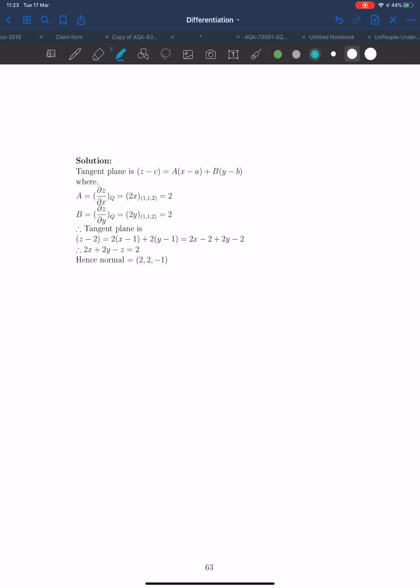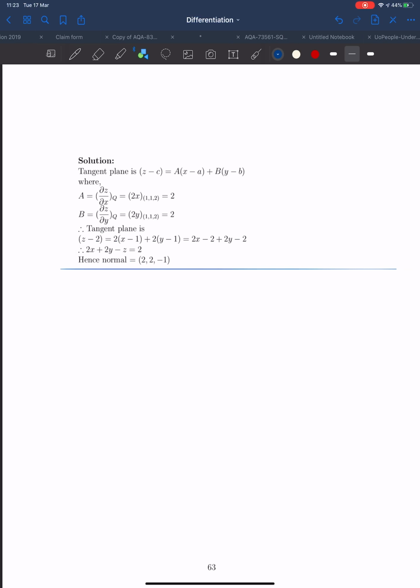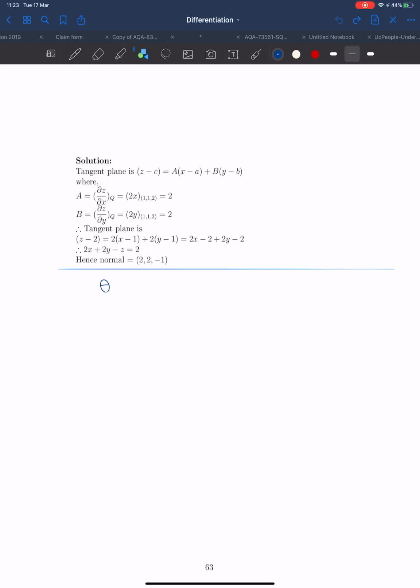So they've got enough space here to doodle, so I don't need a new place. I'll do it here. The written solution's there, but I'll do it my way. Z equals x squared plus y squared.